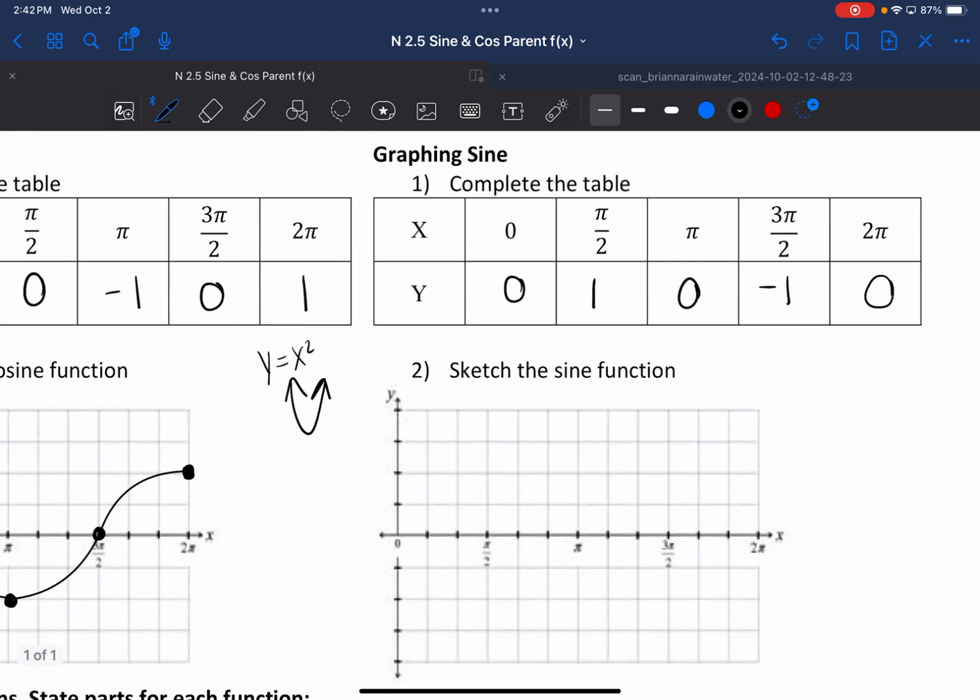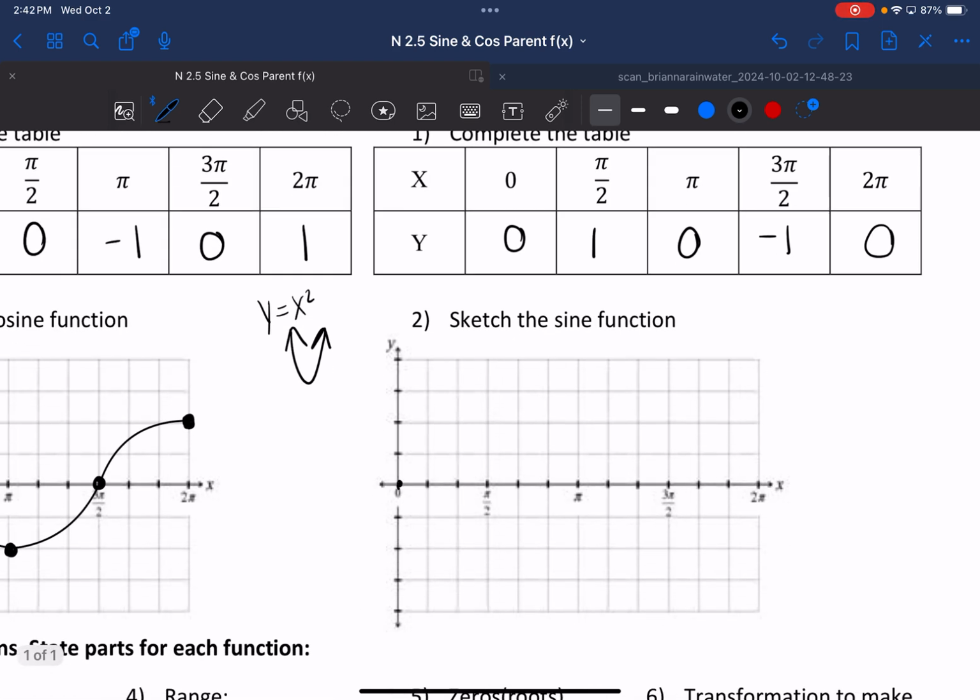All right, so whenever I graph these, I now have a point at 0, 0, at pi halves 1, at pi 0, at 3 pi halves negative 1, and at 2 pi 0. So if I go and connect these points, again, it's going to have more of a curve to it. So it's going to look something like this. Okay.